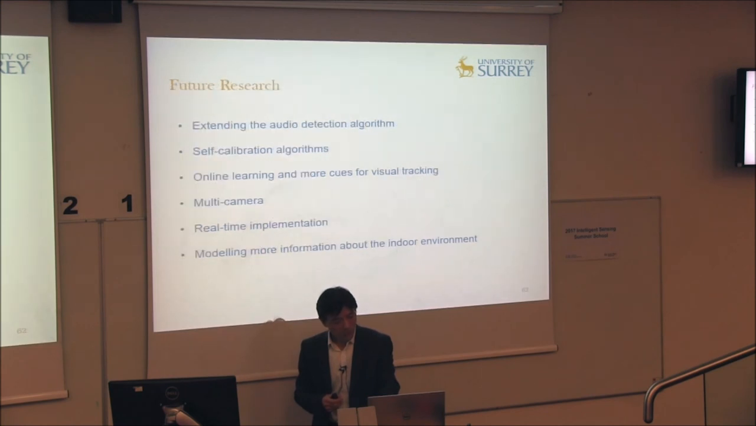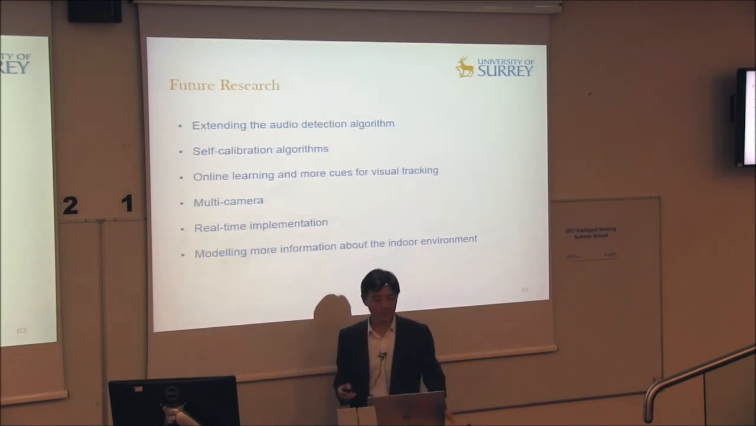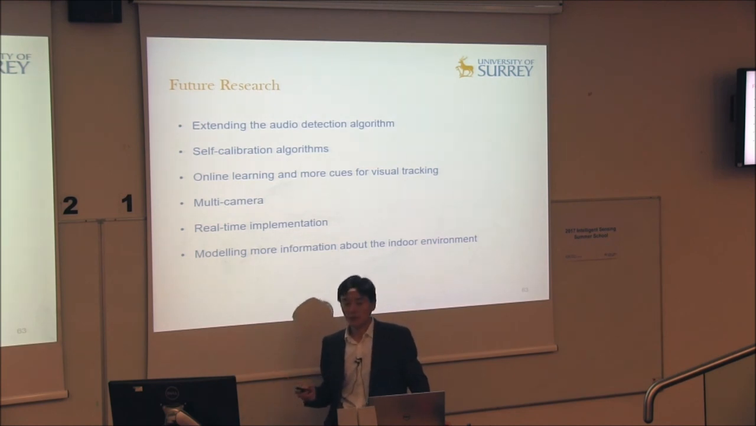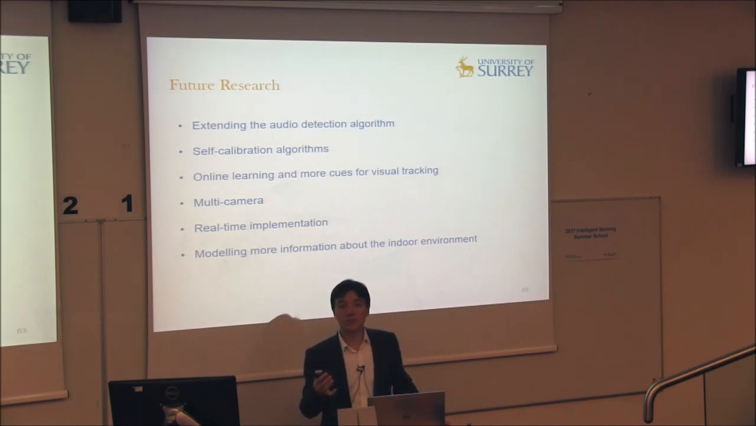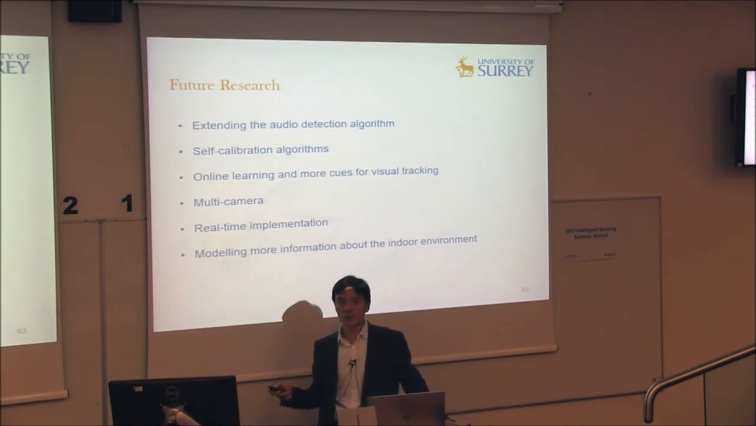So future research could include, for example, extending the audio detection algorithm and self-calibration. We have used the calibration information in the tracking system, but in practice, if you use it outdoors or in some other scenario, such as indoor robot tracking, then how to calibrate that? And if the camera is moving, how to address that issue could be an interesting problem. Here we assume we know where the cameras and the microphones are, so this information is already there for you to use. But if you have a mobile platform, that could be more difficult.